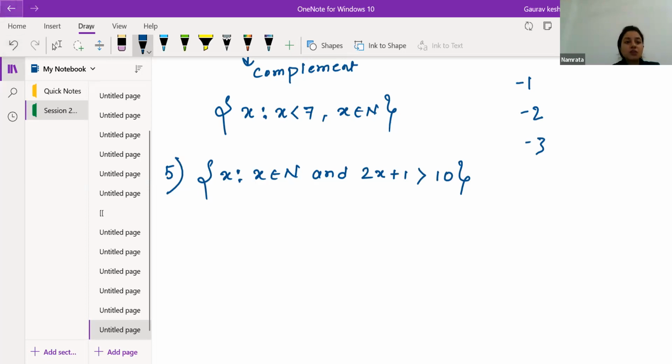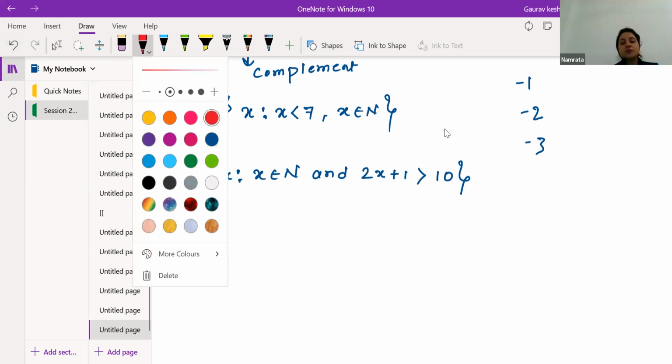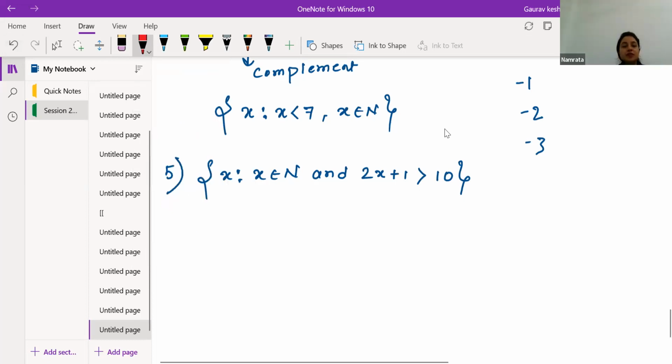Here we know what is the value of x, what is the range of x. Do we know? We don't know. Let's solve it. Twice x is greater than 10 minus 1. Can we do like that, Lina? Yes. That means twice x is greater than 9, right? Yes. That means x is greater than 9 by 2.